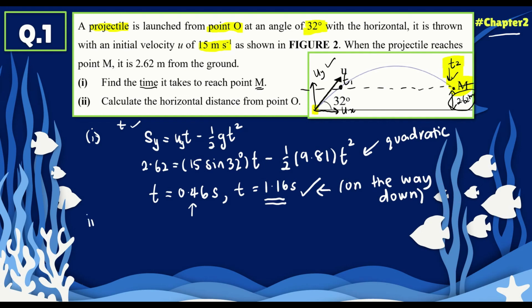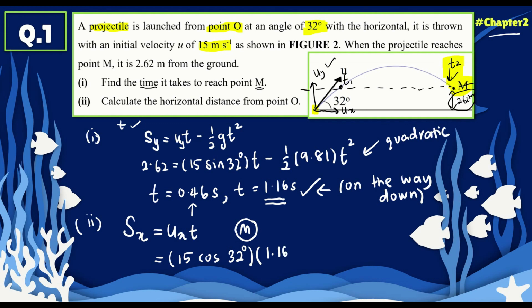The second question, we want to get the horizontal distance. So basically we want to get Sx. So the equation is Sx is equal to Ux t, the horizontal distance to reach point M. So we are going to apply the time taken that we have got in the previous question. So our Ux is equal to 15 cos 32 degree times 1.16. So your answer is supposed to be 14.76 meter.